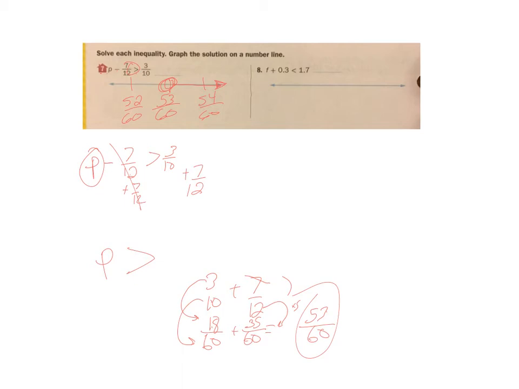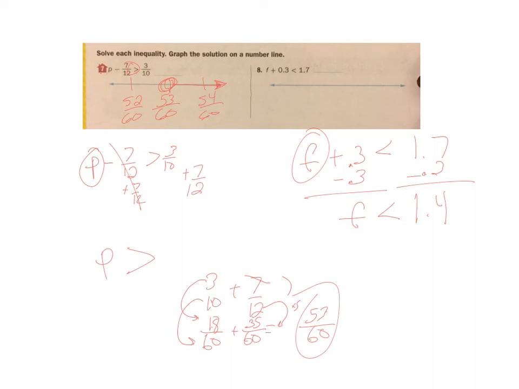Alright, let's do number 8. We have f plus 0.3 is less than 1.7. We got to find out what f is. We want to subtract 0.3, subtract 0.3, and I get f is less than 1.4. Okay, so f is less than 1.4.